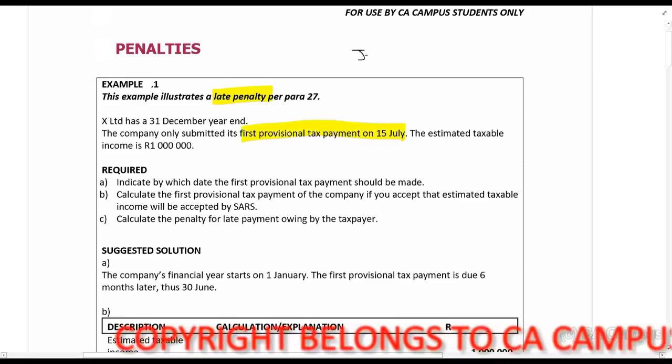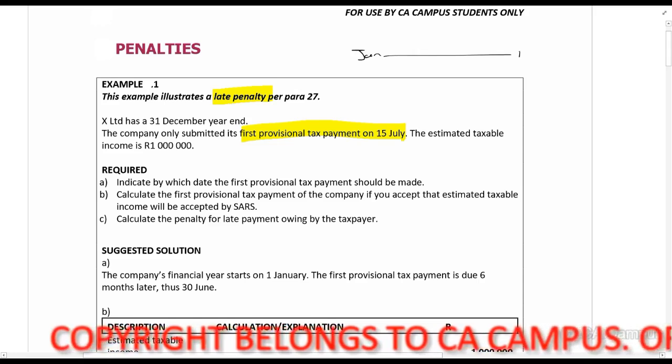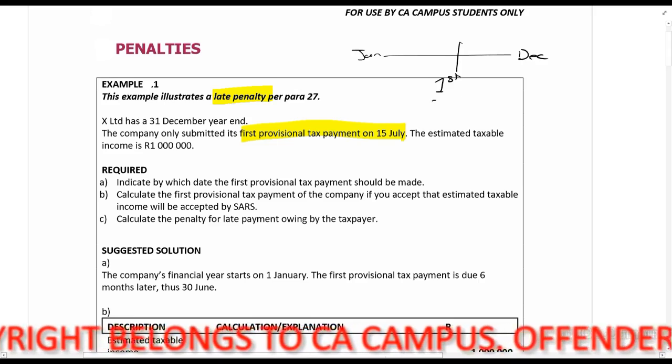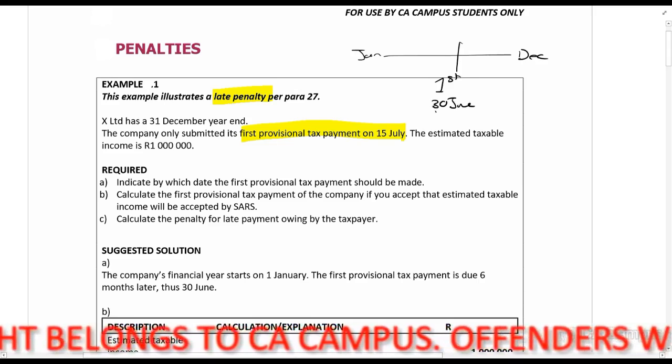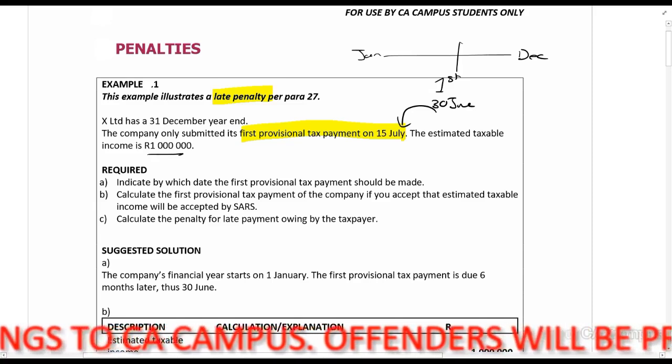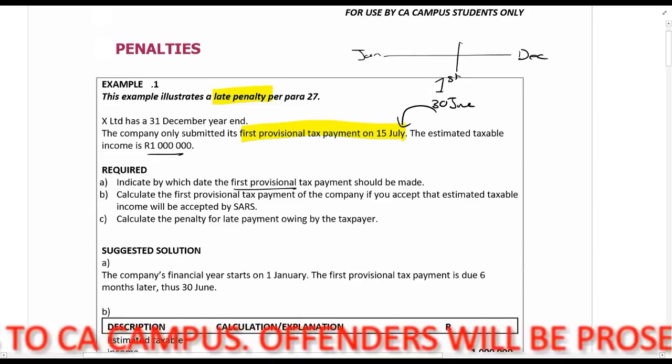If you have a December year-end, when are you supposed to submit your first? 6 months into the year, 30 June. They only did it on the 15th of July. The estimated income was R1,000,000. So what is the date by which the first one should be made? 30 June.